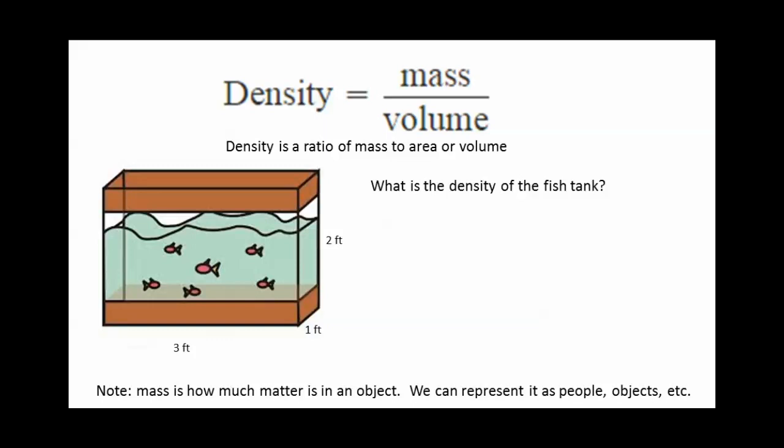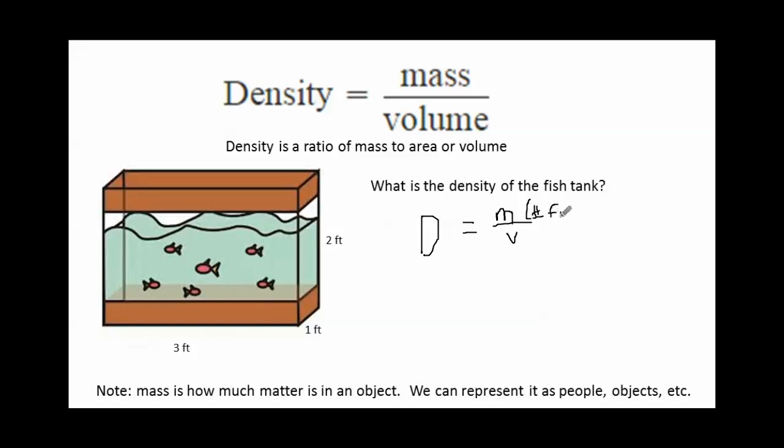So here we're asked what's the density of our fish tank. I know density is going to be the mass over the volume. In this case, my mass is going to be, well, how many fish? I need to figure out the number of fish. I can count my fish tank. I count there 1, 2, 3, 4, 5, 6 fish. So I know it's going to be 6 fish over my volume.